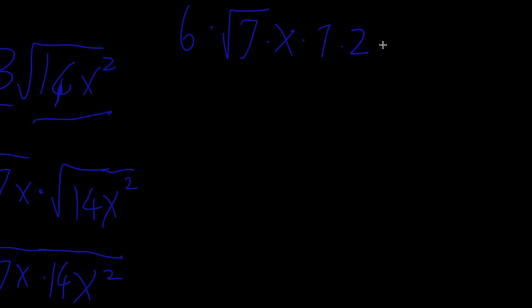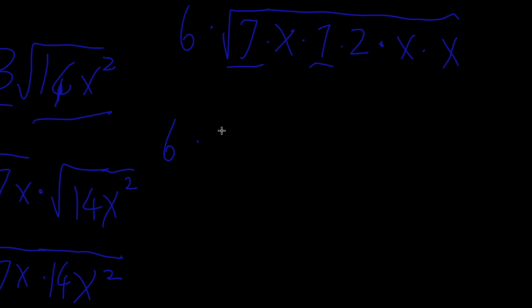2 times x squared. Or you can write that as x times x, and all of that under the radical, like that. And why did we do this? Because we can actually simplify it to be, and you see 2 7s here. We can put that under the radical.